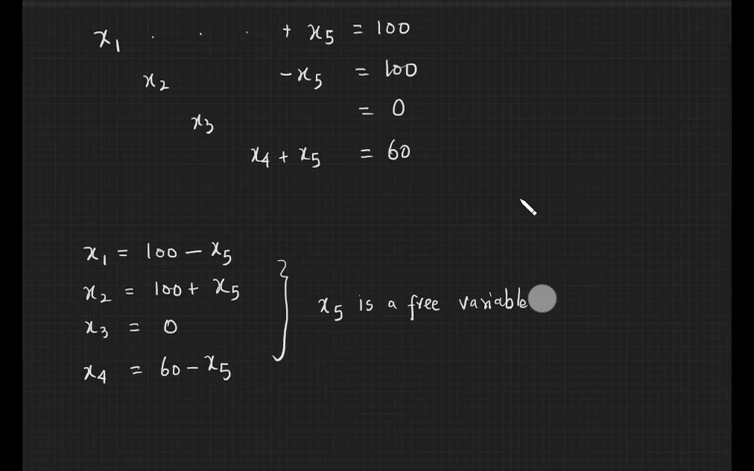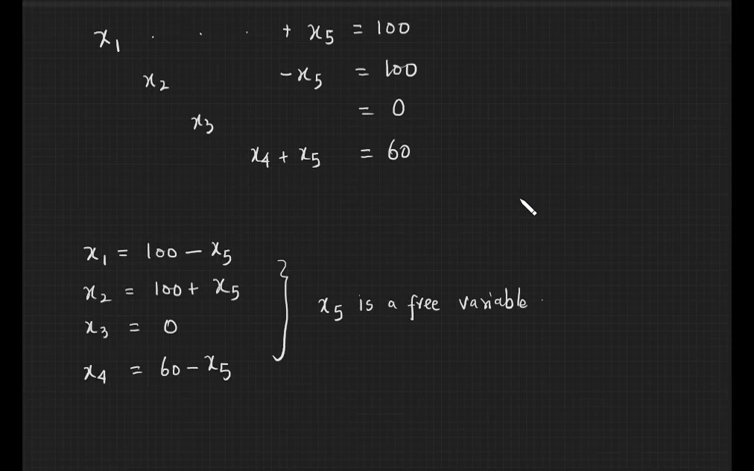Free variable. You can choose any value of x5, but the condition imposed on this is that the values of x1, x2, x3, x4 and x5 should be greater than or equal to 0, because the network flow is one-way traffic, so the number of vehicles can be 0 or any positive number, that cannot be a negative number. So you can see here, if we take x5 is equal to 100, this would be 100 minus 100 becomes 0. If we take a number greater than 100 here, x1 will become a negative number, right?